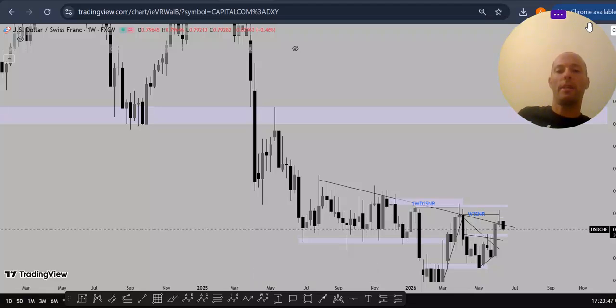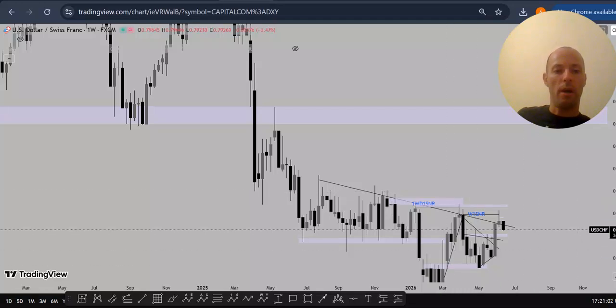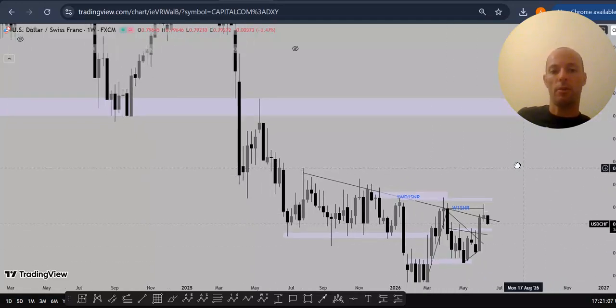Here I'm going to make a full breakdown analysis of the trade I took today on dollar Swiss franc. This is the before. I took it on the 15-minute time frame at 9 a.m. New York time. And before I show you the after, I'm going to start making the full breakdown analysis, okay?